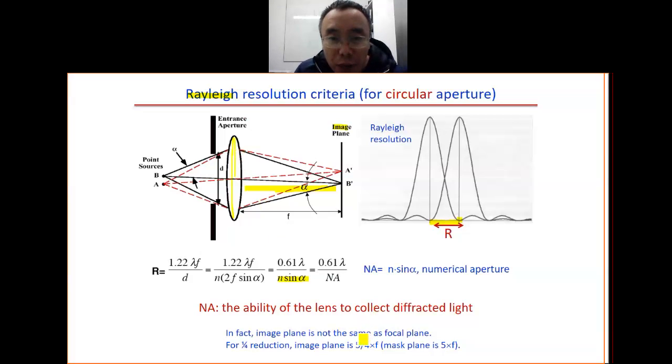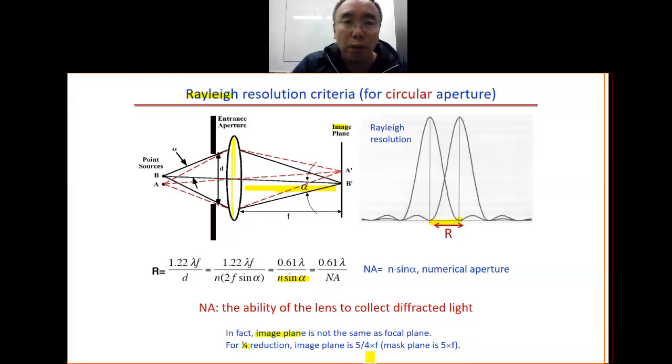So here I have a comment. The image plane will not be at the focal plane. Actually, for the lithography with 1/4 reduction, the image plane is 5/4 times f. This one is not hard to understand.